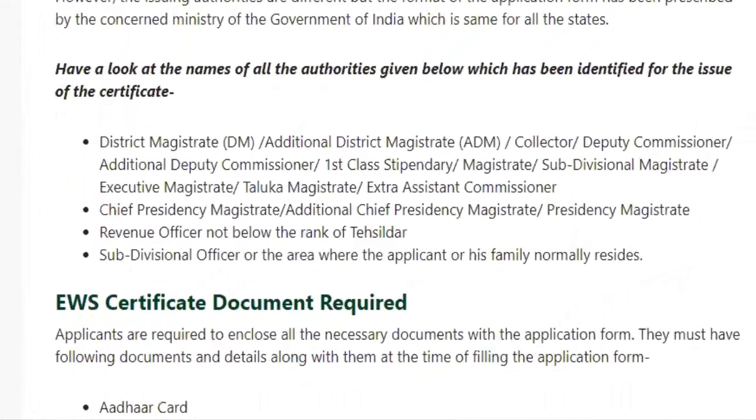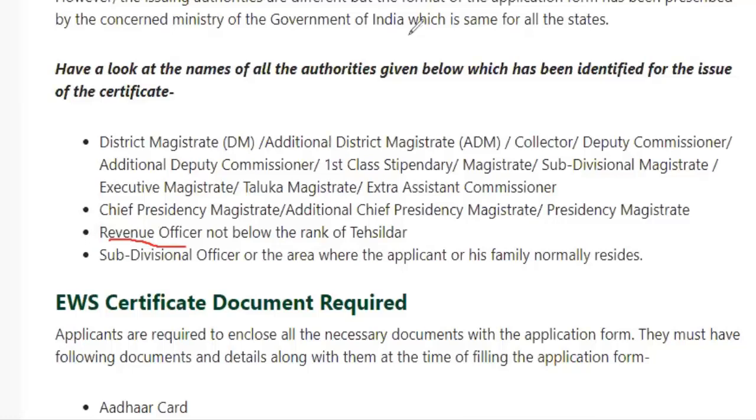Now, this is important. Whom to submit the form to, correct? So the form can be submitted to the district magistrate, additional magistrate, subdivision officer of the area, or revenue officer. So this is important: revenue officer not below the rank of Tehsildar. So you can approach this person.